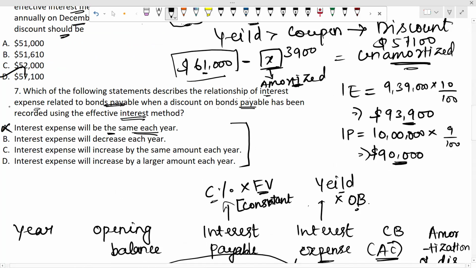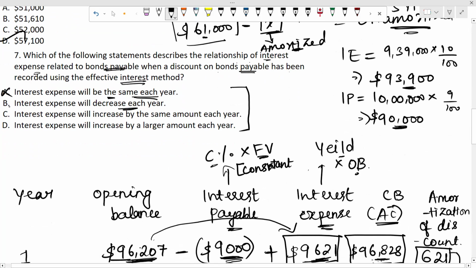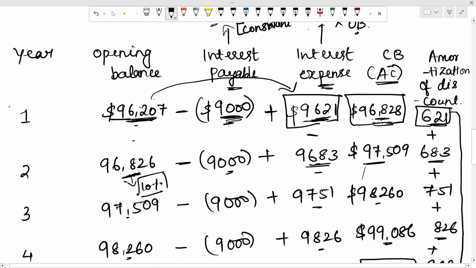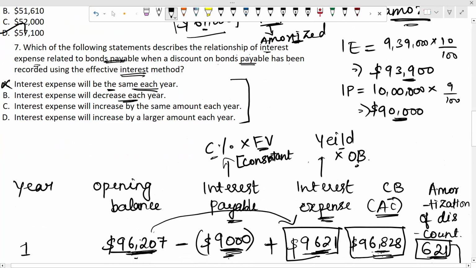Option B says interest expense will decrease each year. No, if bonds are issued at discount, interest expense is increasing every year. It is not decreasing every year. So this is not the right answer. When will interest expense decrease each year? Interest expense will decrease each year if bonds are issued at premium. Option C: interest expense will increase by the same amount each year.